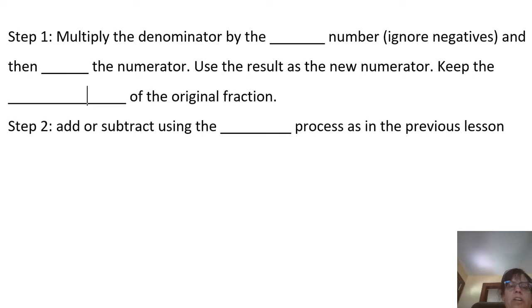Step 1, you're going to multiply the denominator by the whole number, and you're going to ignore negatives at that point. And then you're going to add the numerator. Use that result as your new numerator and keep the denominator of the original fraction. So let me show you an example.